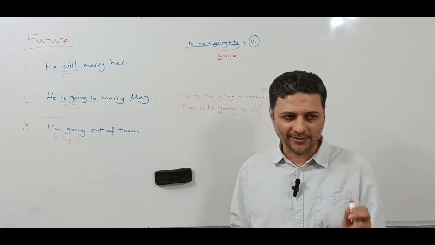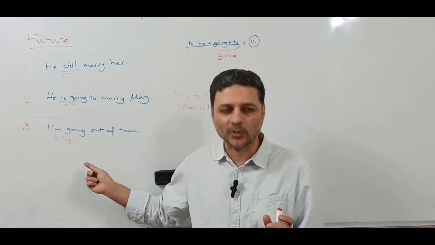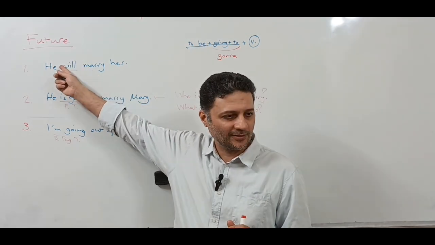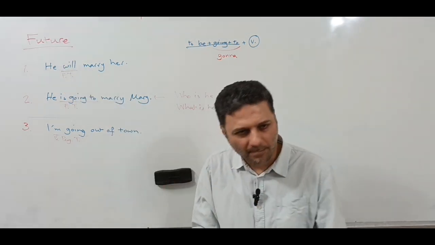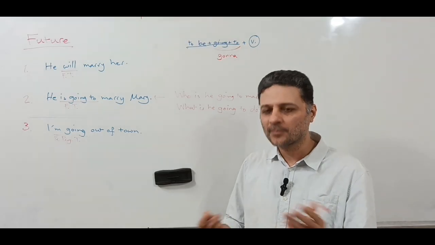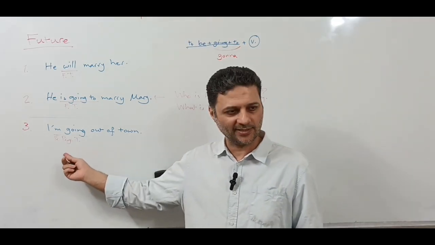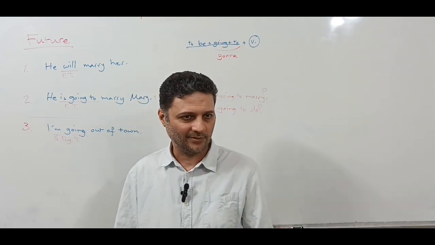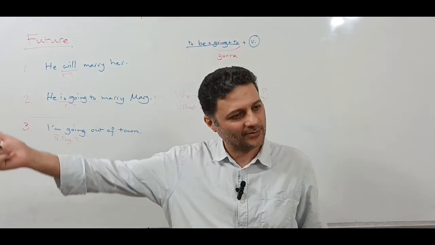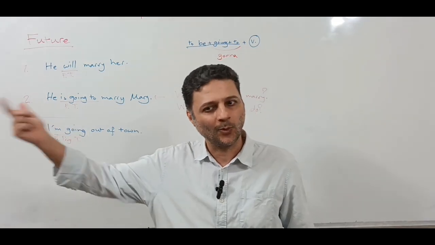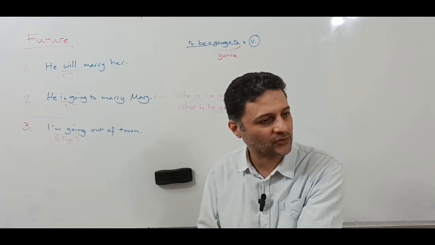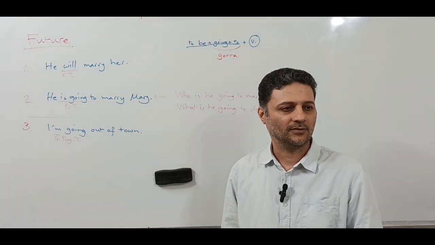But another use of present continuous tense is for future. In some situations, we use it like this example, I'm going out of town. It doesn't mean I'm going out of town right now. It means I will go out of town. I'm referring to a future activity that I plan on.